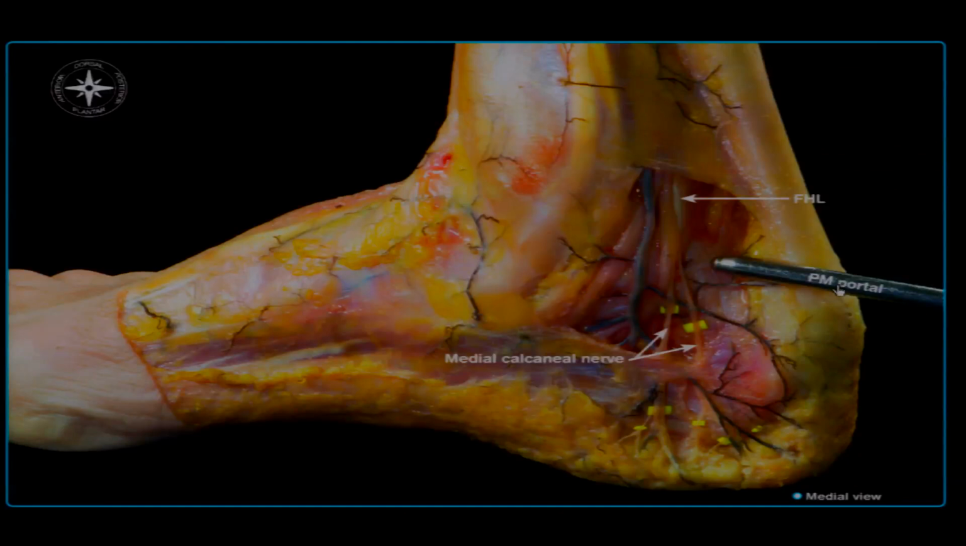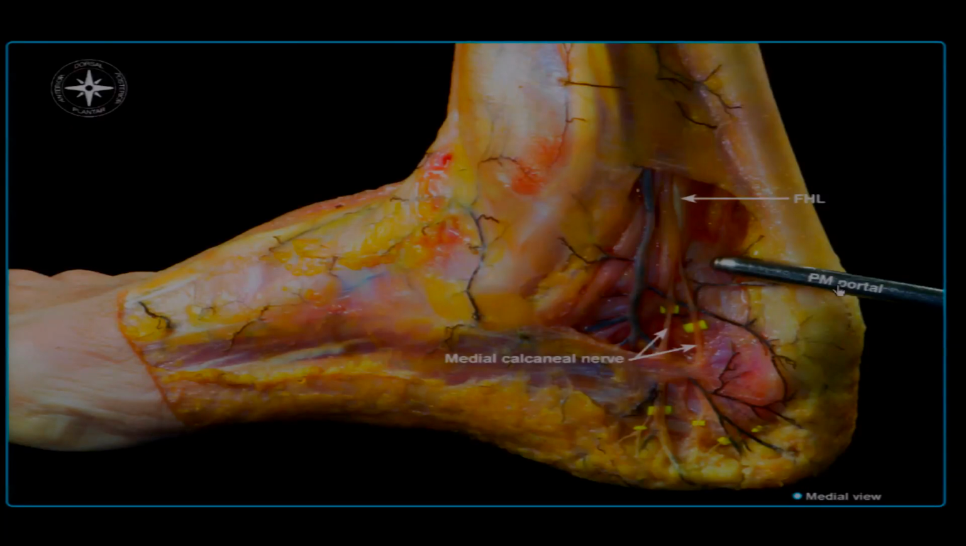But you can see the relation of the flexor hallucis longus with the nerve. This is the division of the tibial nerve into the medial plantar nerve, the lateral plantar nerve and the medial calcaneal nerve. If you clean a lot, maybe you can make a lesion of the medial calcaneal nerve or the main trunk. This is very important. And after this, we see the flexor hallucis longus.